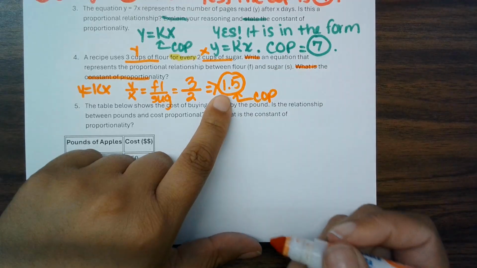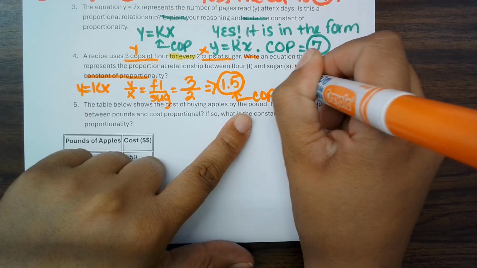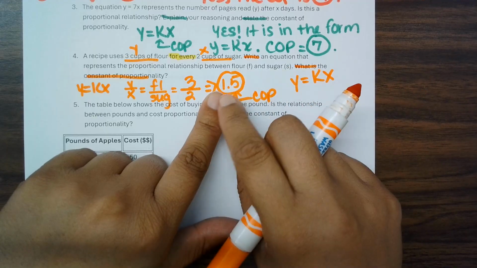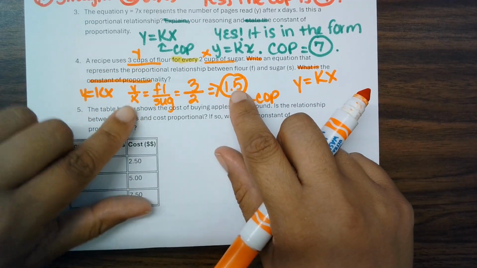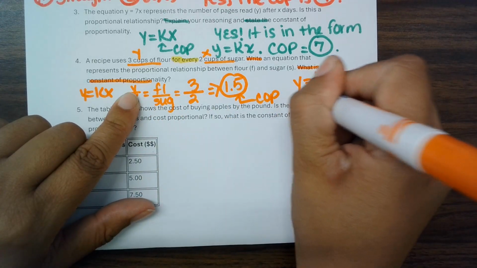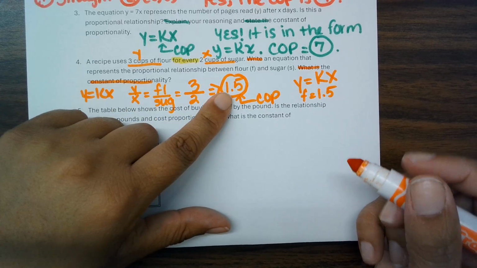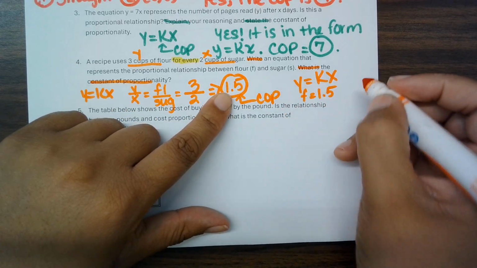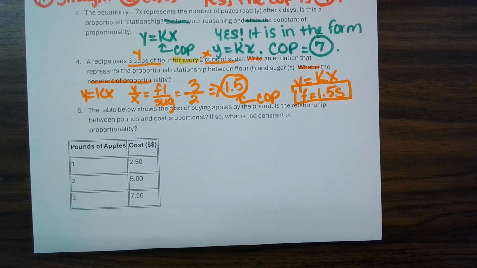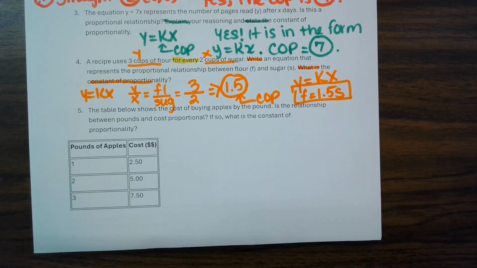This is the COP. Now that I found the COP, I need to write my equation. My equation should be y equals kx, but I need to use F and S for flour and sugar. So your y value is flour, which means F goes in place of y, equals 1.5, which is your k. And instead of using x, you have to use S for sugar. There is my equation, and there is my COP, so I just answered both parts.